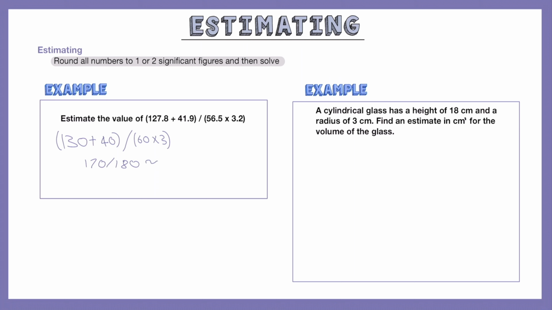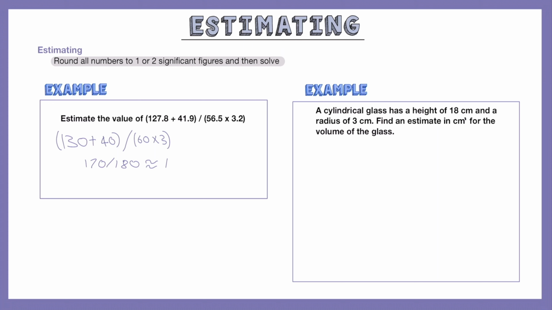which we can estimate to be 1, because we can round this to one significant figure, which is 200 and 200, and 200 over 200 is 1. So the estimating sign is what this looks like. Remember to put that. So now let's move on to the second example.